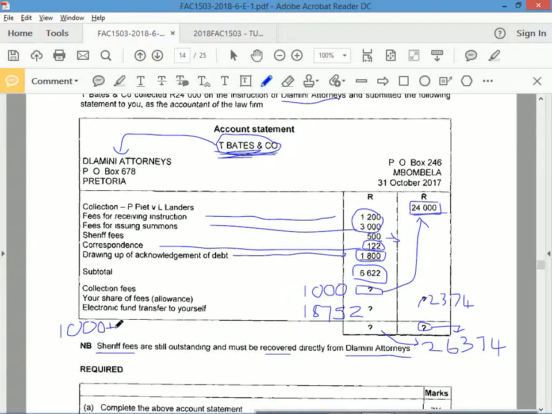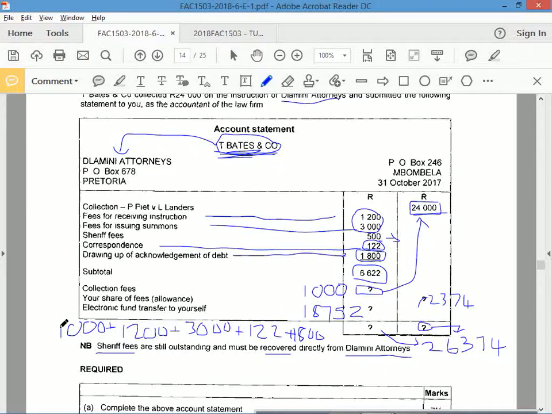Okay, plus the 1,200, plus the 3,000, plus the 122, plus the 18. Okay, no sheriff fees, no 500. Okay, that gives us a total. Let's see what we get there.